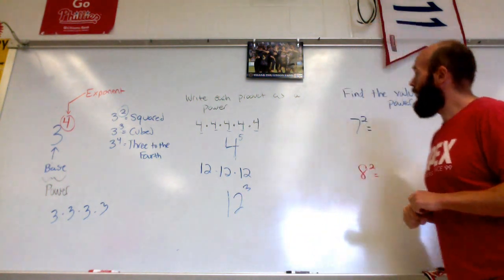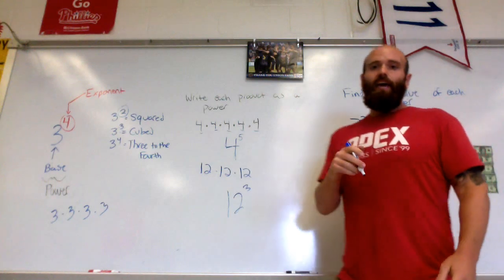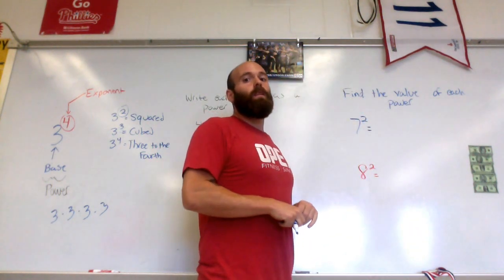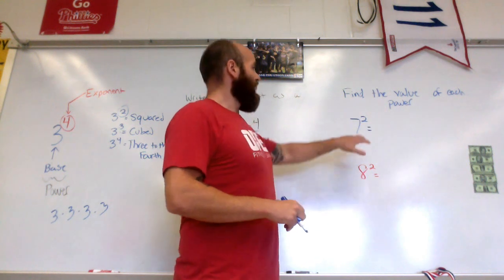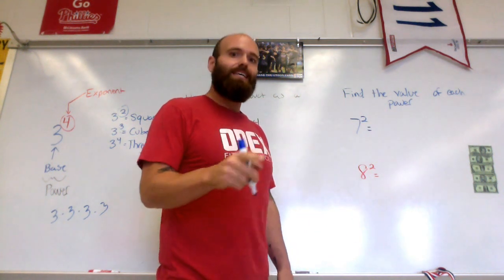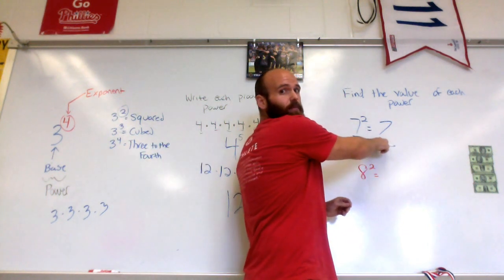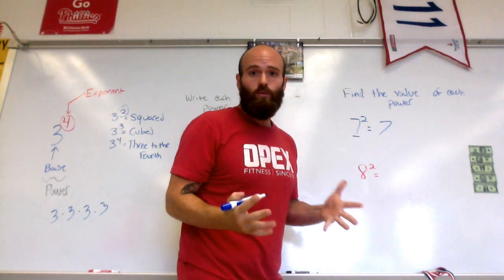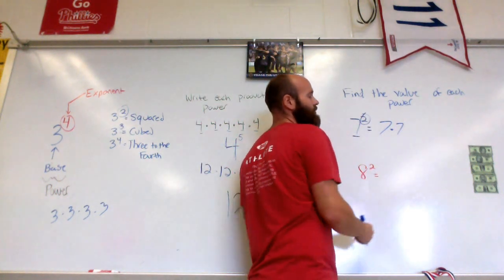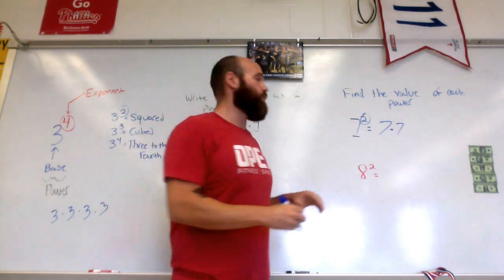All right, one more section we're going to talk about. And that is if we need to find the value of each power. So we've got our base, which is 7. And we're going to do 7 times 7. 7 is our base. That's what we're multiplying by itself. How many times are we multiplying by itself? 2 times. 7 times 7. We know, of course, 7 times 7 is going to be 49.